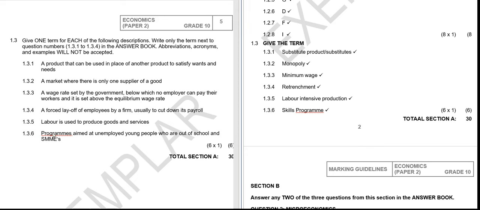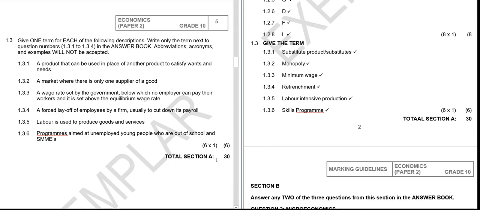And we've got programs aimed at unemployed young people who are out of school, and SMMEs. We have skills program as the correct description that we can give. So this marks the end of our section A. We can see that our section A has a total of 30 marks, and from there we are moving on to the next section.